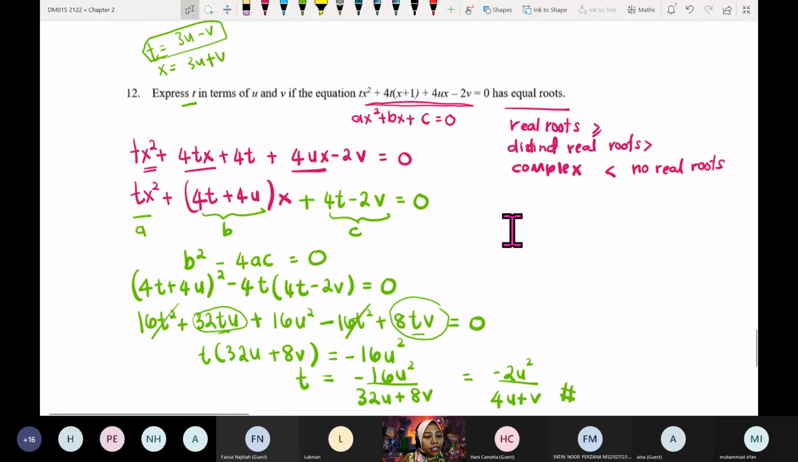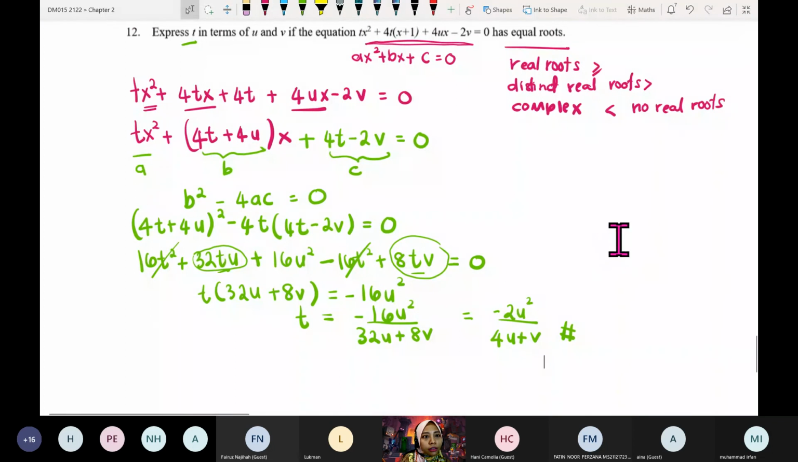So this is quite challenging. Okay, this question is interesting. I really hope that you understand what we are actually doing. Of course, from the start, you have to rearrange. Okay, first step, you have to rearrange. Then you identify your A, B, C. Your A, B, C is basically the coefficient of AX square plus BX plus C.